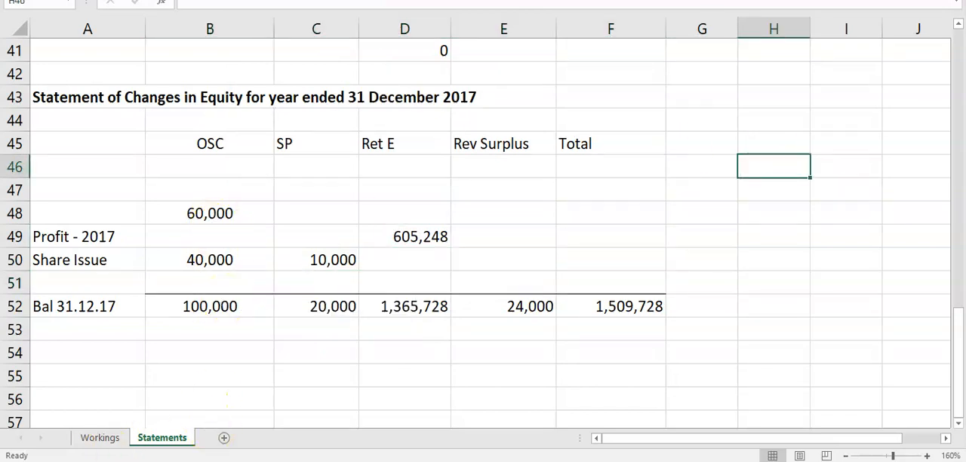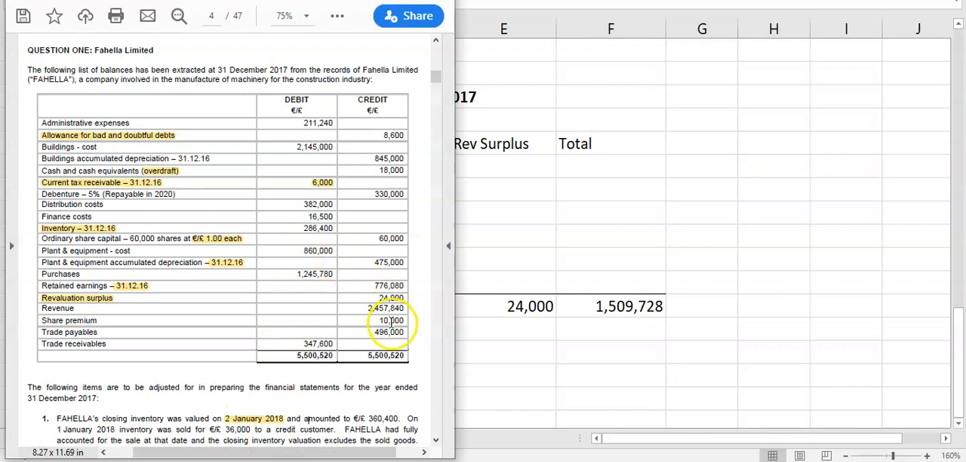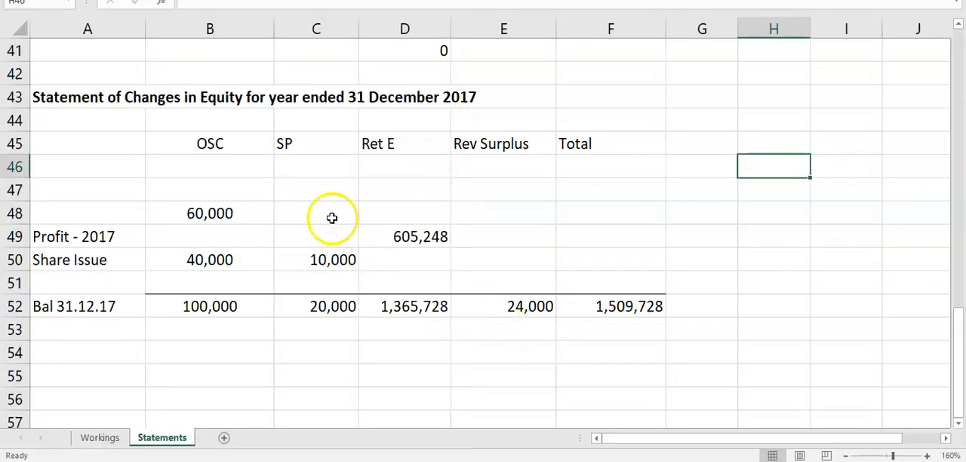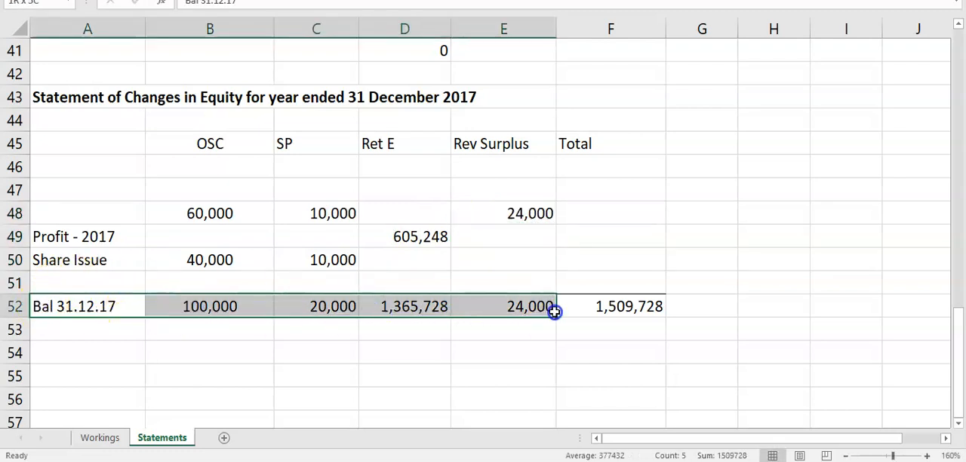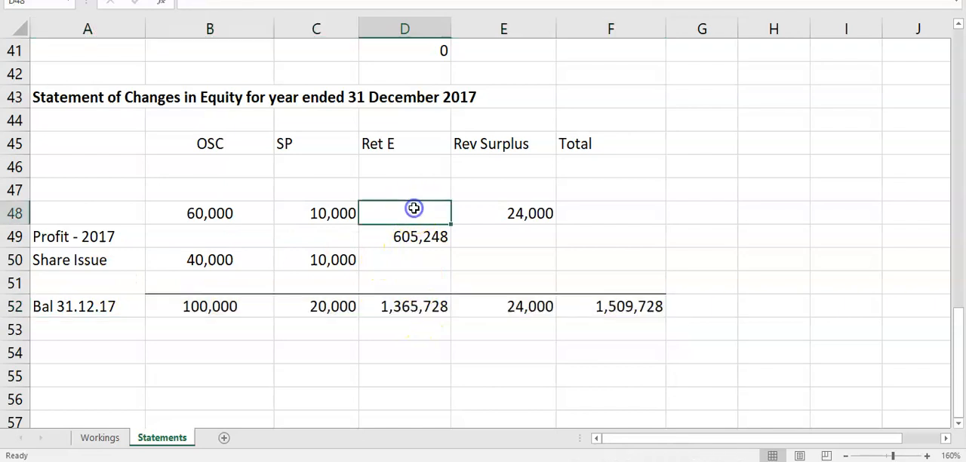And that matches our opening trial balance, where we said the opening share capital was 60, and the opening share premium is 10. No movement in revaluation surplus during the year, so the opening balance here must be 24. In this instance, something plus 605,248 gets us 1,365,728. So you take one from the other, and our opening balance on retained earnings seems to be 760,480.